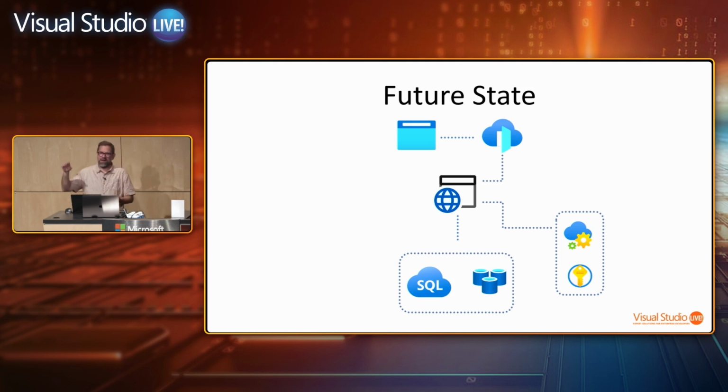settings from one spot, and Azure Key Vault, where we can put our secrets, our connection strings that we don't want to leak anywhere. And then we can get our connection strings through Azure App Settings. So now we're sharing everything from one spot.